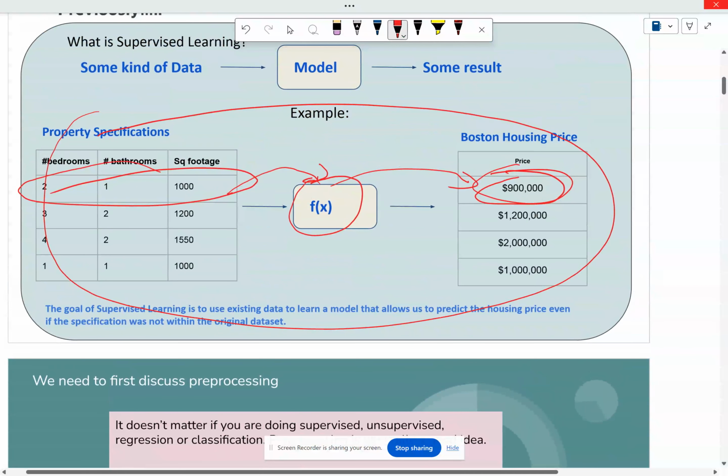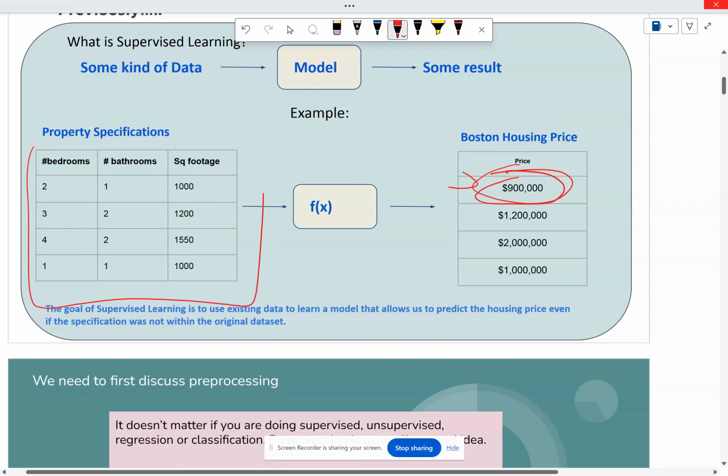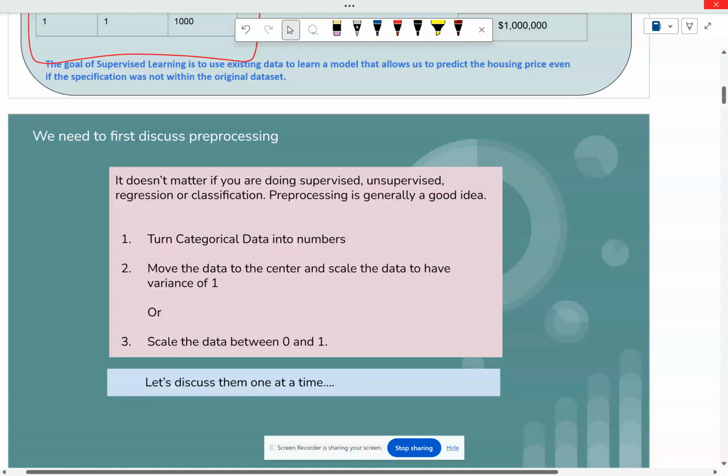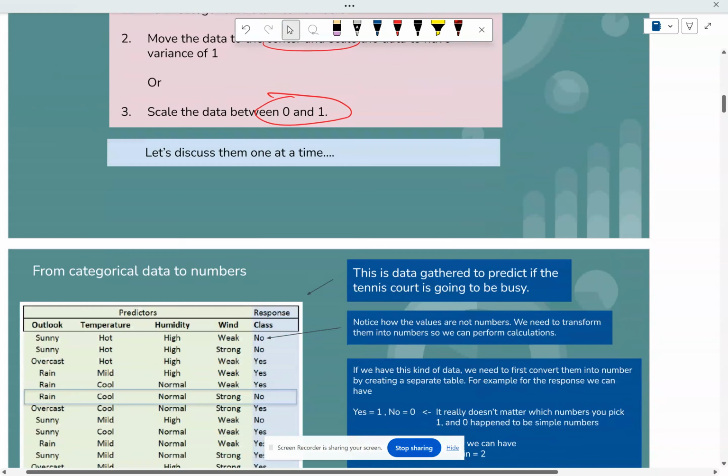Okay, so before we do any of the training, it is generally a good idea for us to change the data a little bit, and we're going to go over reasons why. There are three common ways of preprocessing. One is turning categorical data into numbers, then centering and scaling, and then converting between 0 and 1. We're going to discuss them one at a time.